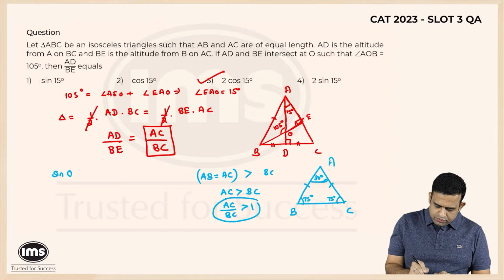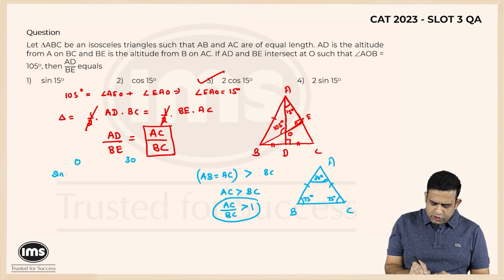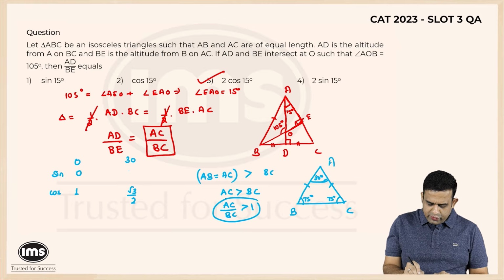Do you know the value of, let's say, 30 degree? The answer is yes. Sine 0 is 0. Sine 30 is half. If I look at cos 0, it is 1. Cos 30 is equal to root 3 by 2. So this is between, one can say, 0.5. Root 3 by 2 is approximately 0.866.